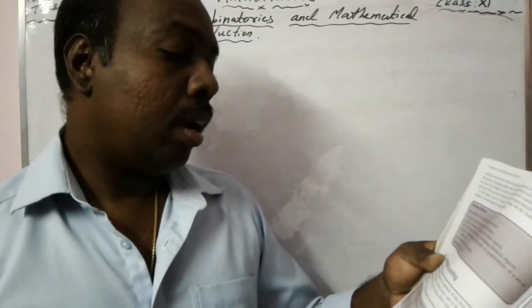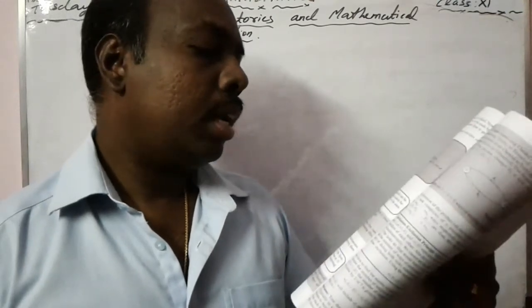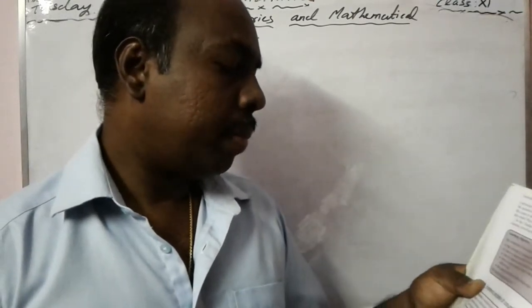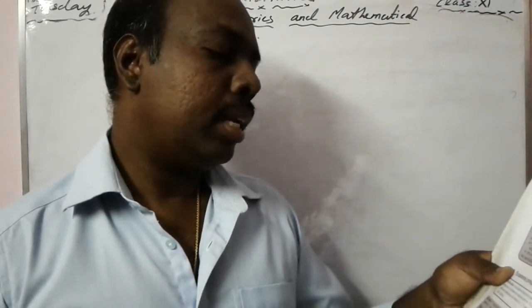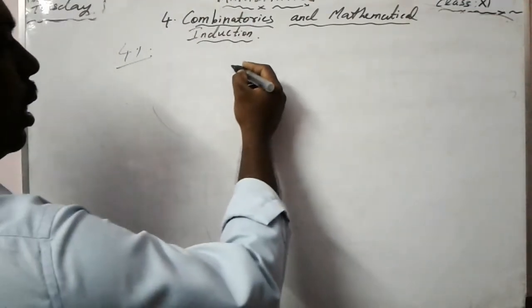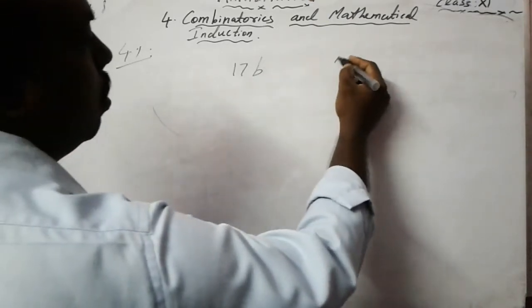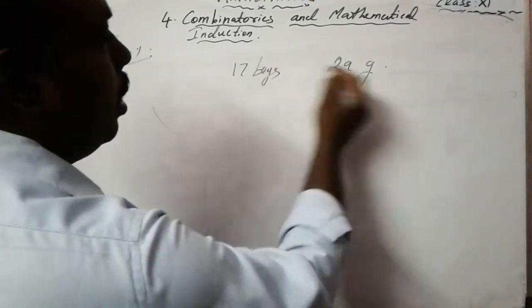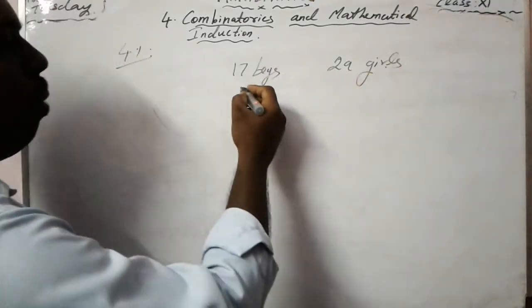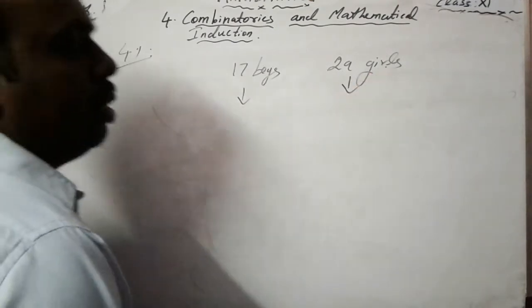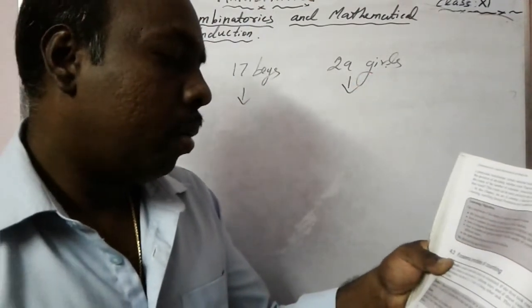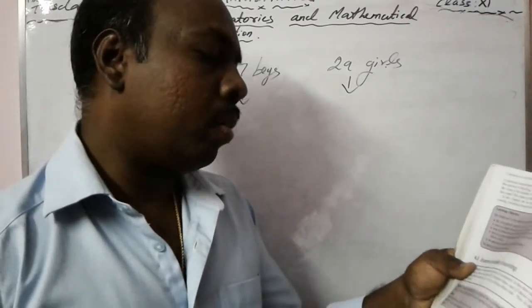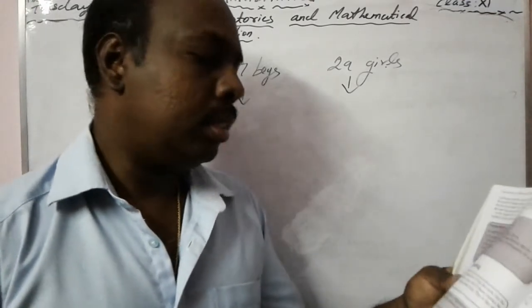Suppose one girl or one boy has to be selected for a competition from a class comprising 17 boys and 29 girls. So in a class, 17 boys and 29 girls. In how many different ways can this selection be made? So out of these 17 boys and 29 girls, one boy or one girl has to be selected for a competition.